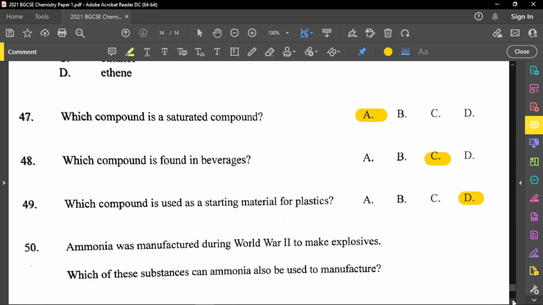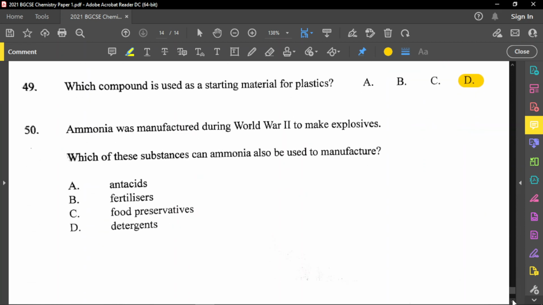All right. And 50, the last question, says ammonia was manufactured during World War II to make explosives. Which of these substances can ammonia also be used to manufacture? We talked about ammonium nitrate in a question before, and it is used to form fertilizer. So definitely, 50 is going to be fertilizer, ammonium nitrate fertilizers.